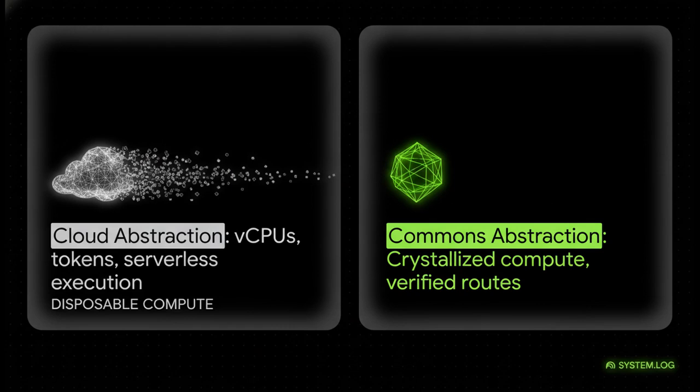Instead of virtualizing physical resources, Beast virtualizes repeated reasoning. It literally turns repeated context selection, tool choice, and verified routes into what we call crystallized compute. Think of it as bottled AI memory. It's a massive fundamental shift from just consuming disposable answers to actually building verified local assets.